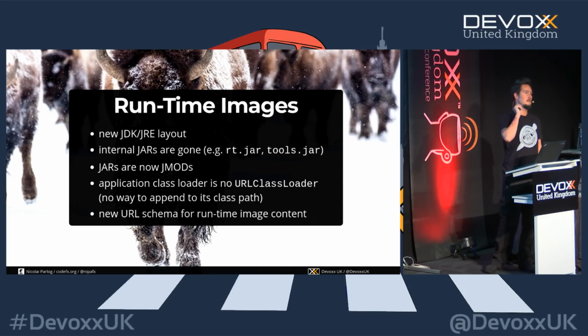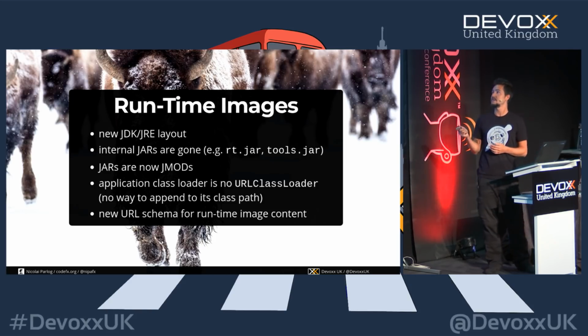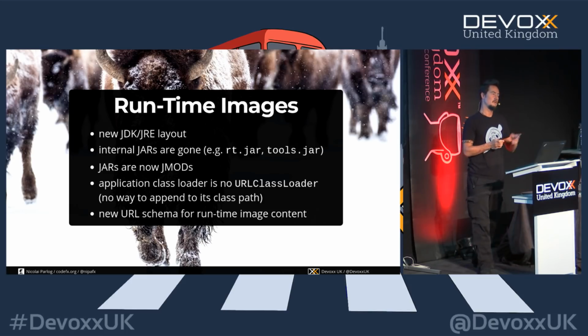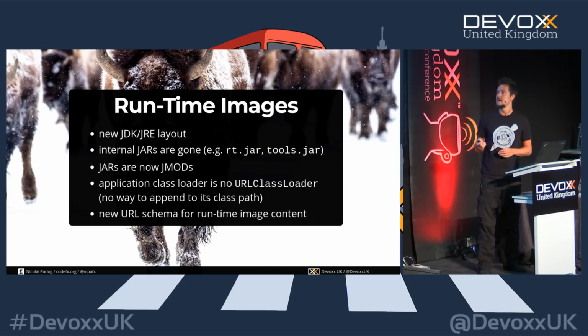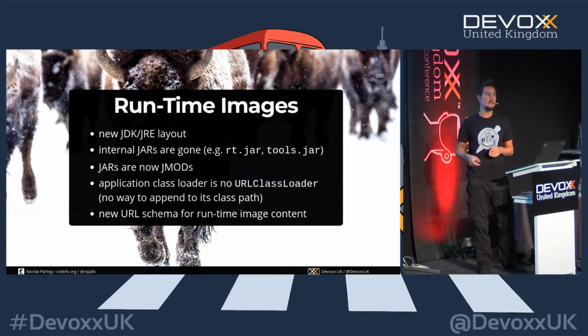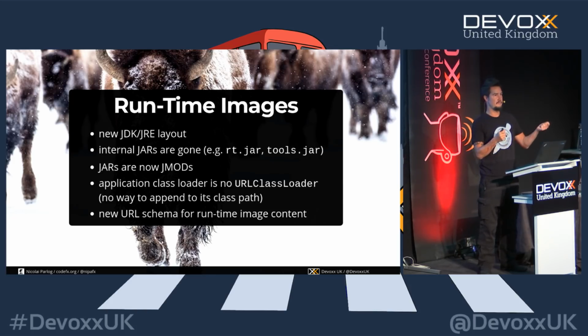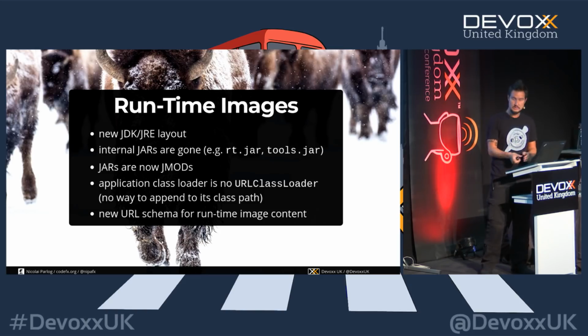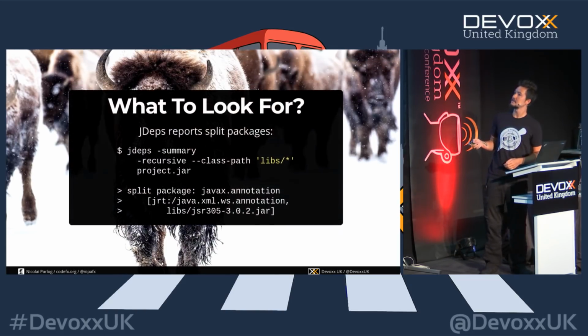Other things that could go wrong: the JDK and JRE have a slightly different folder layout. So if your code rummages around in those folders for whatever reason, that's most likely going to fail. rt.jar and tools.jar are gone, which is only a problem for IDEs usually. The jars that were contained in the JDK are now mostly JMod files. And down there, if you have runtime image content that you're looking at, then the URLs you get back from these APIs look different.